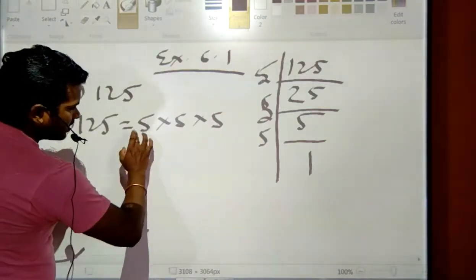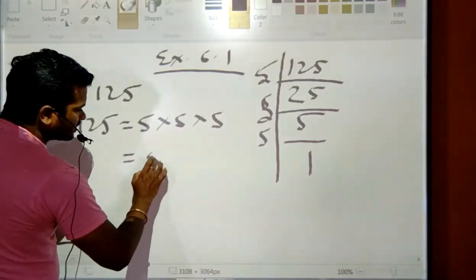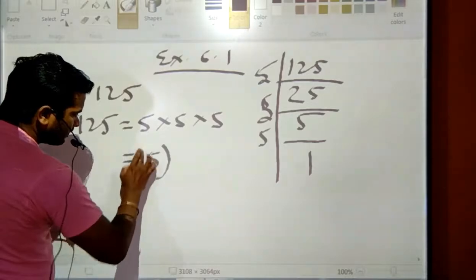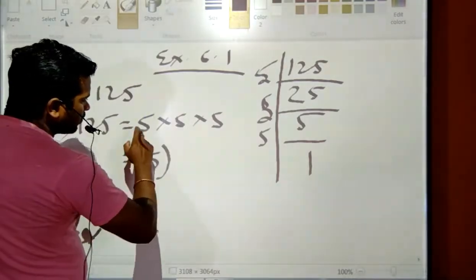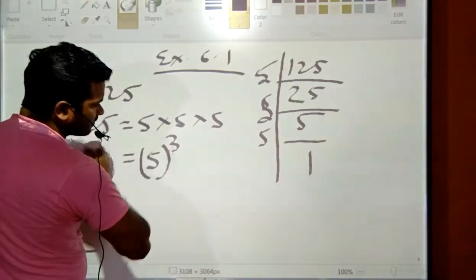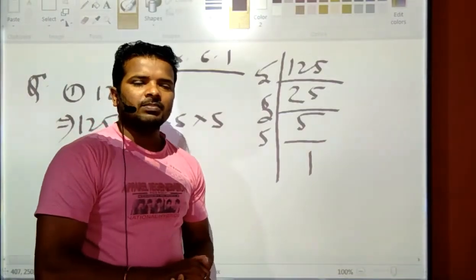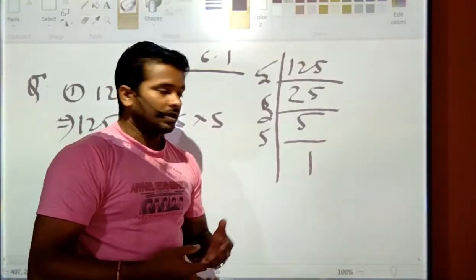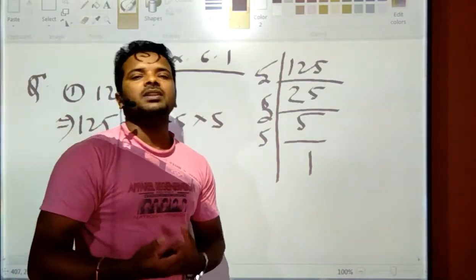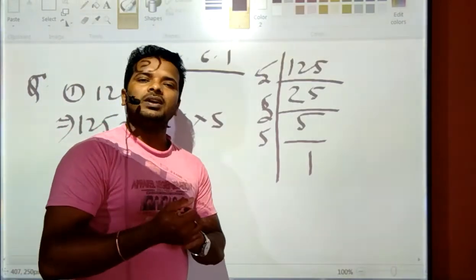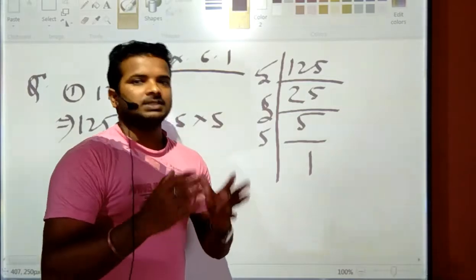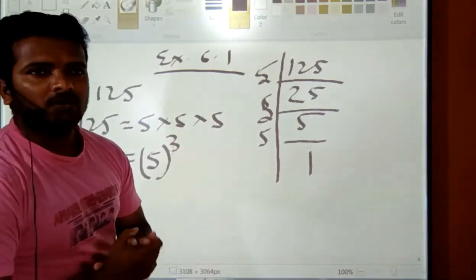Now instead of writing so many times, we write 5 only once and count how many 5s: 1, 2, 3, so 5 to the power 3. That means the solution is: 125 written in the form of exponent is 5 to the power 3. This is question number 1.